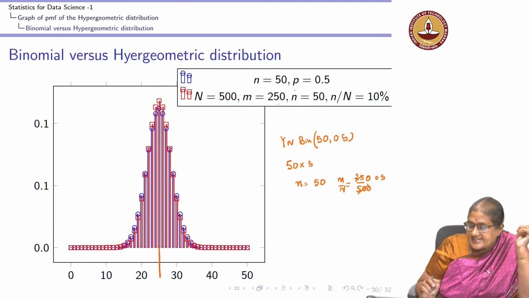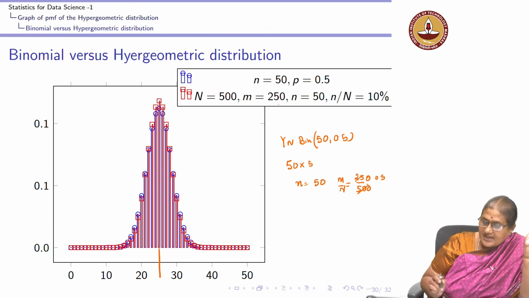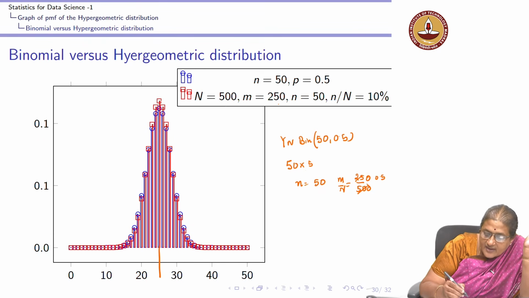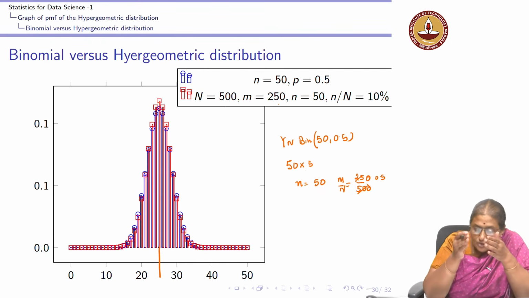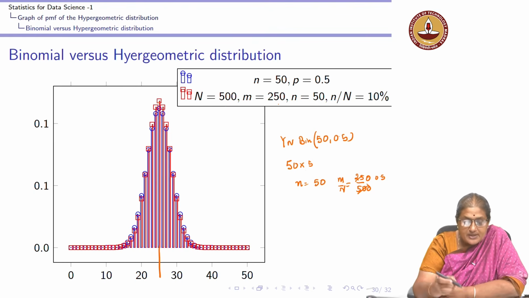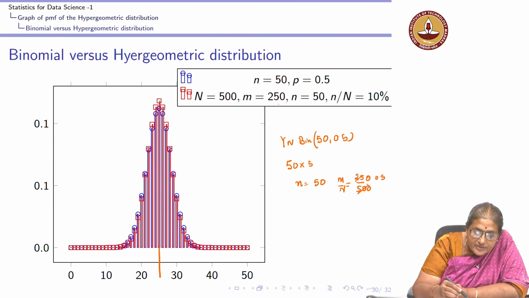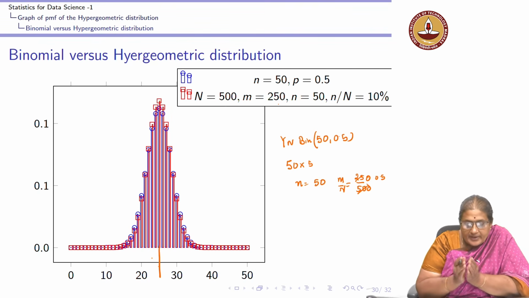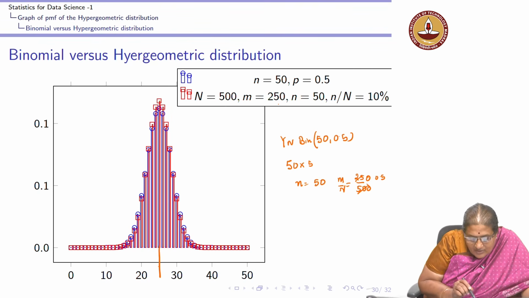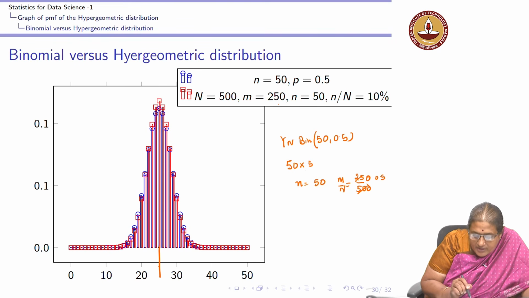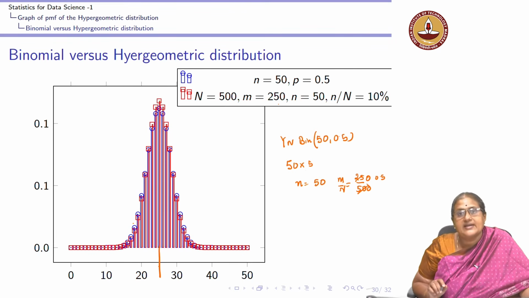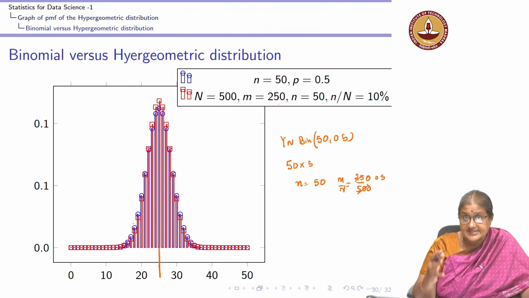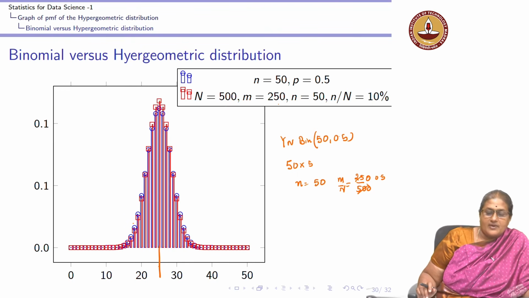Okay, in both the cases it's the same. So, the mean is the same, and you can see here again that even though the shape of the distribution is the same, the probabilities are different. You can see that the red bar is slightly higher than the blue bar at the middle, and as it goes away from the middle, the blue bar is higher than the red bar. It is not exactly the same as the hypergeometric.